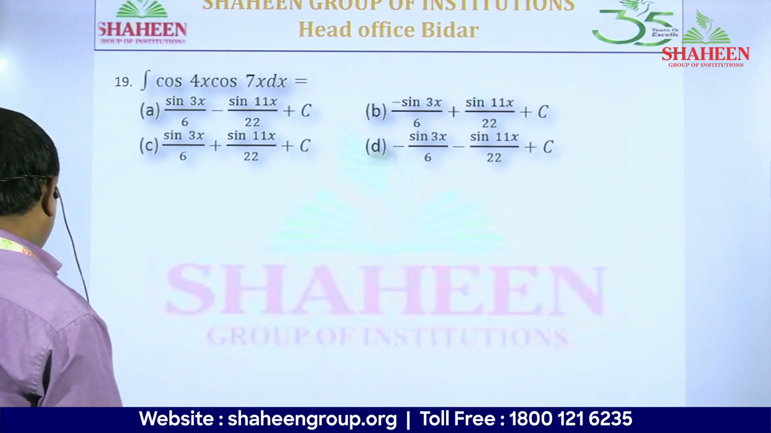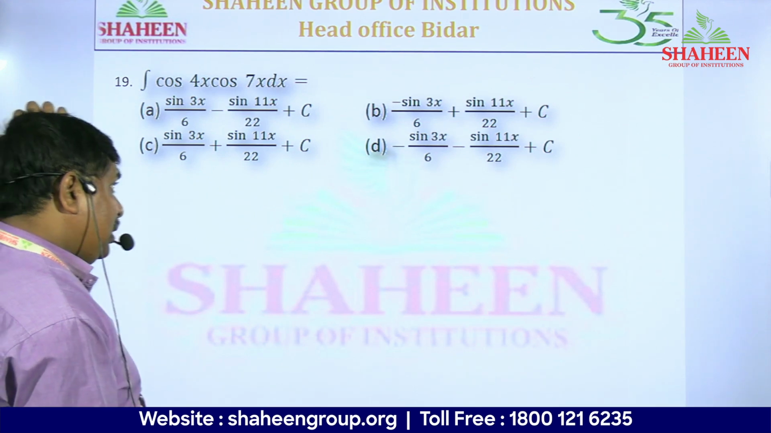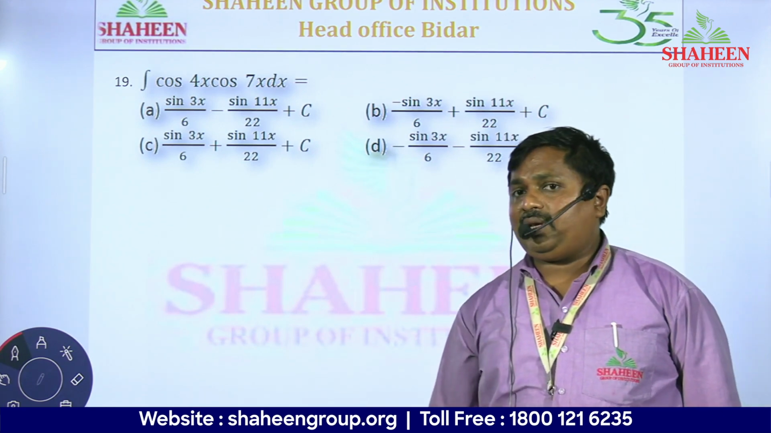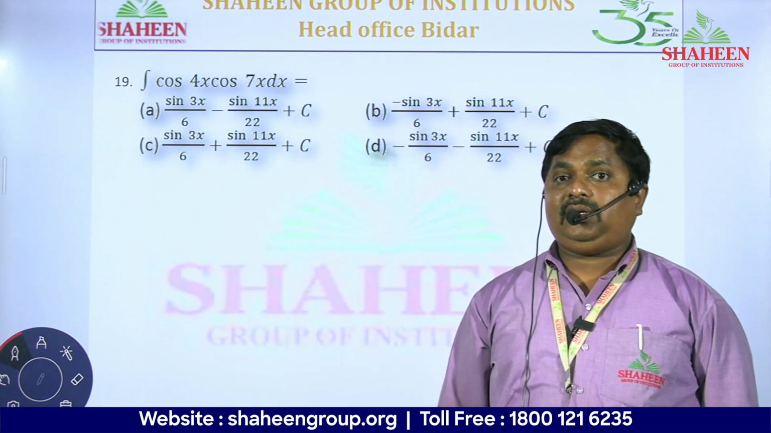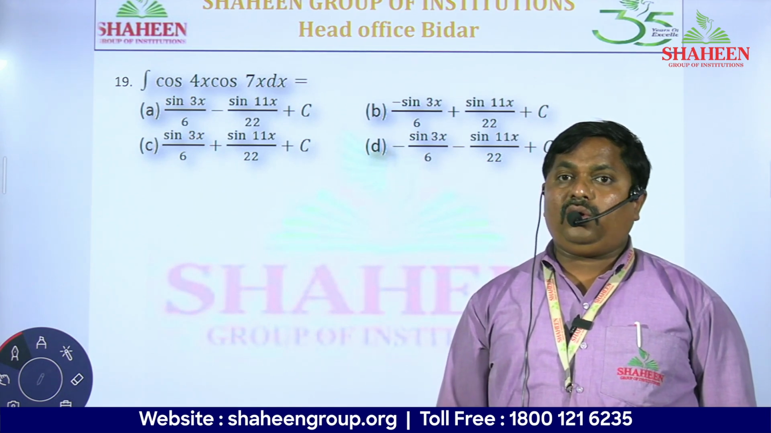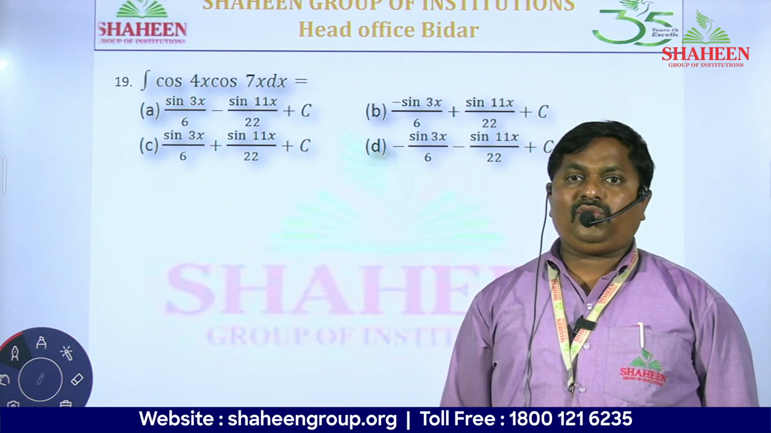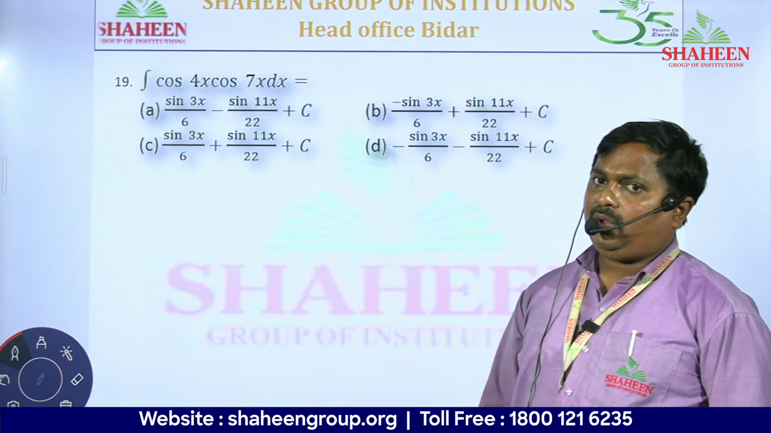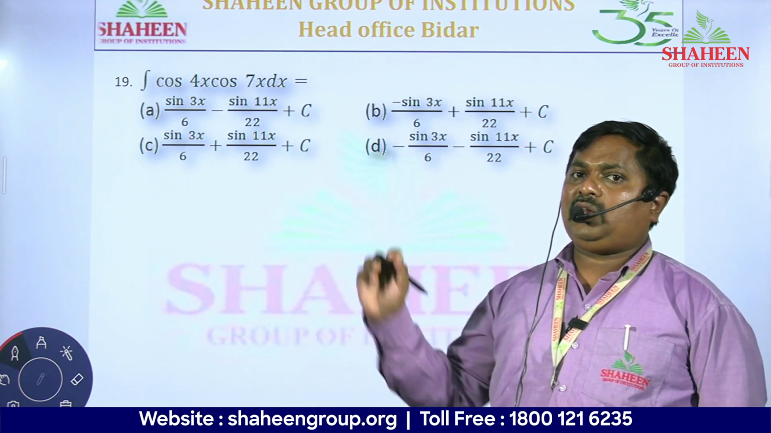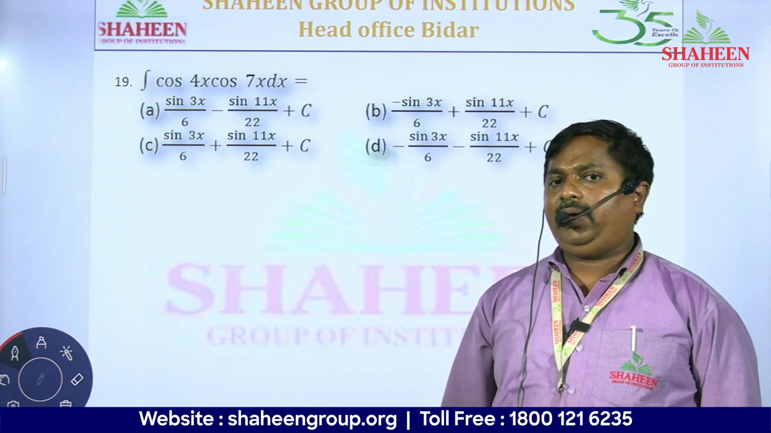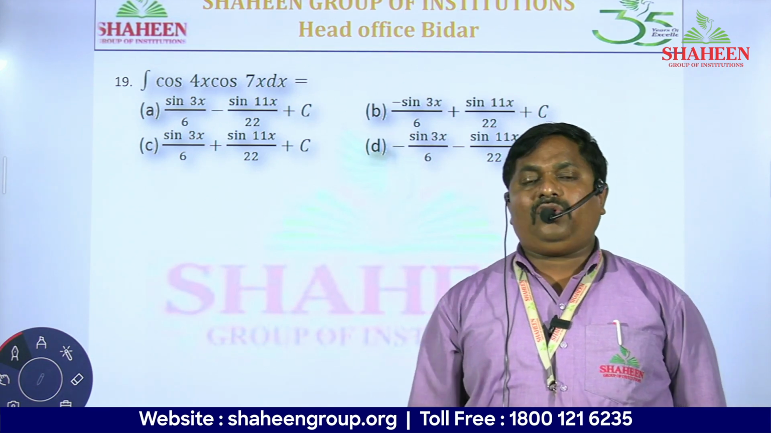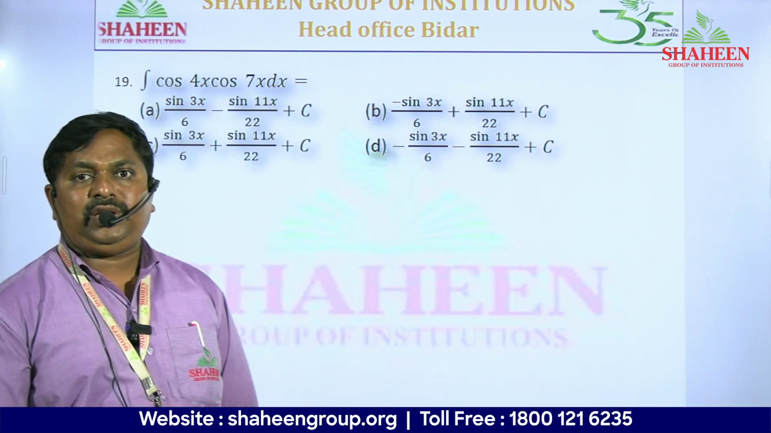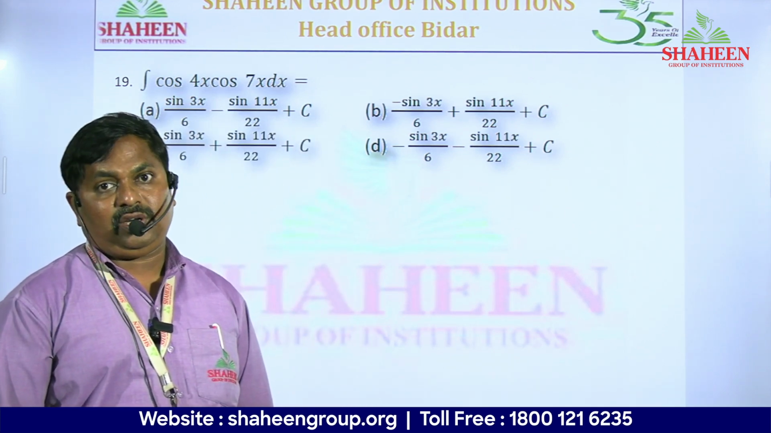Cos 4x into cos 7x. The two functions cos 4x and cos 7x are in multiplication. We can't use the u into v formula to integrate this directly. So we are using a trigonometric transformation formula, transforming this multiplication into addition or subtraction of two terms.